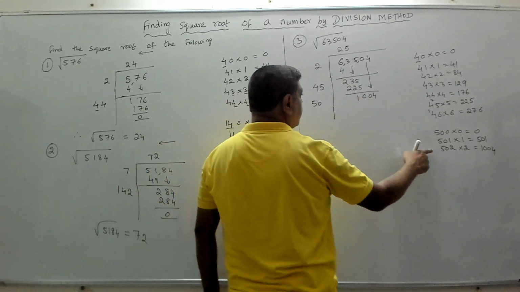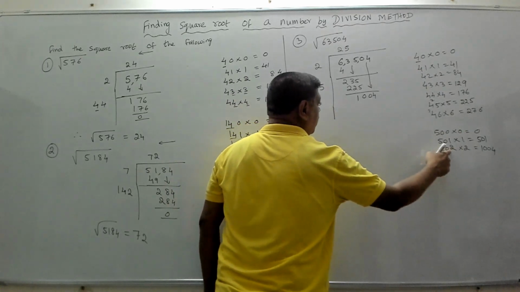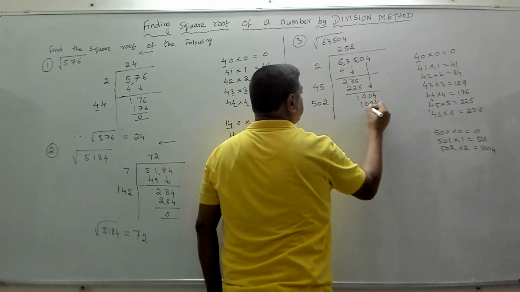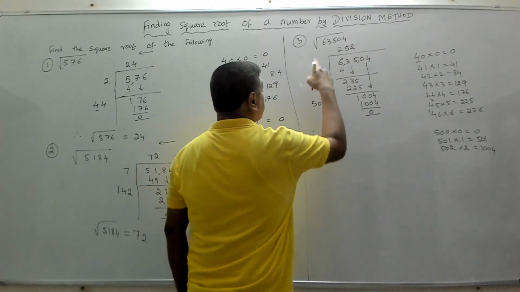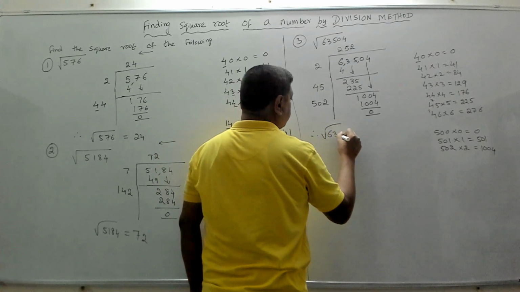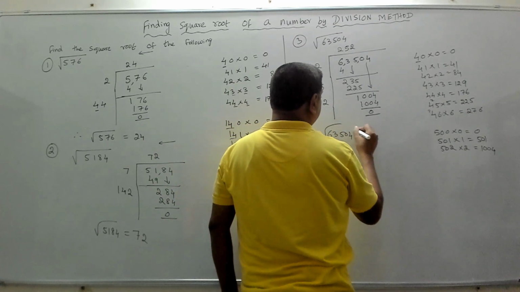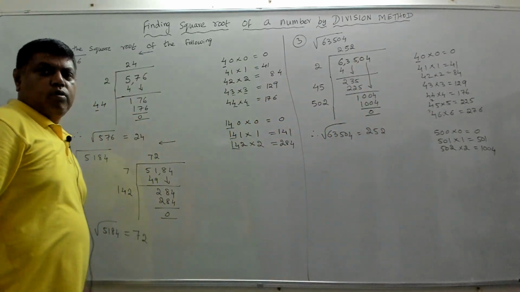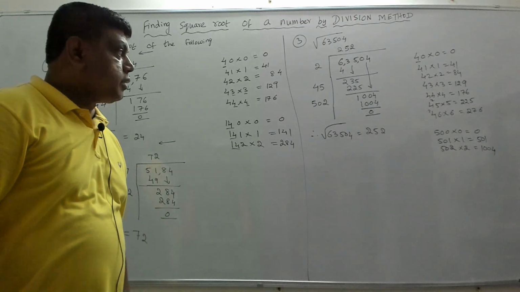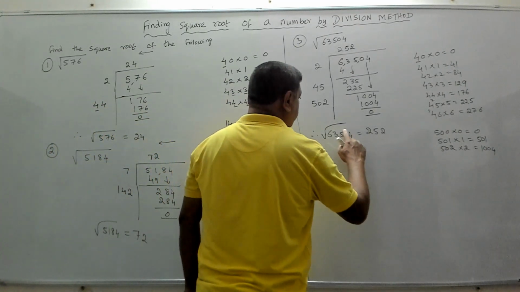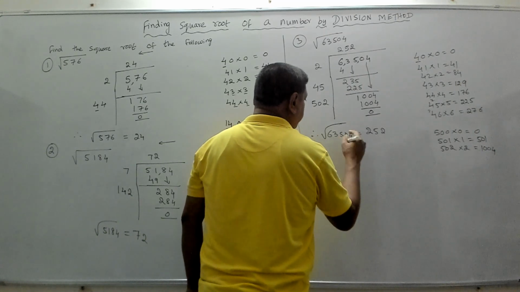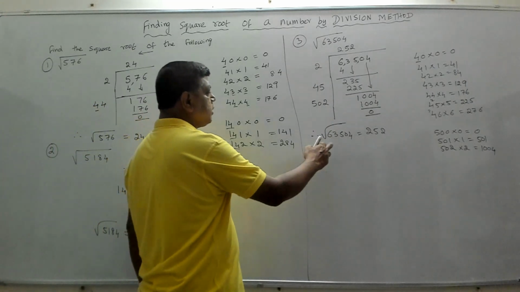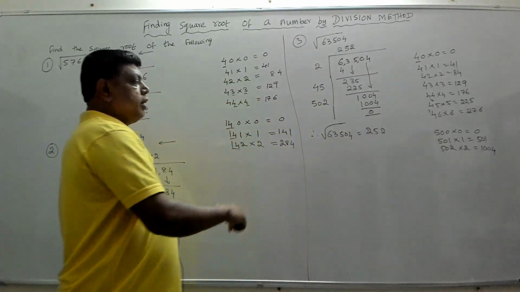So we must stop here and put this 2, 502 into 2. So 2 and then 2. You get 1004. The remainder is 0. Therefore, what is the square root? The square root of 63504 is equal to 252. We have found the square root of the number 63504, which is 252, by the division method.